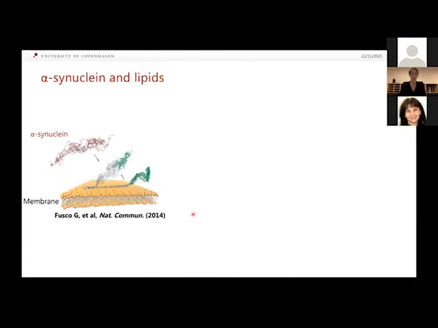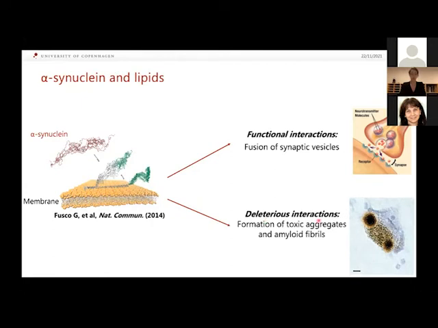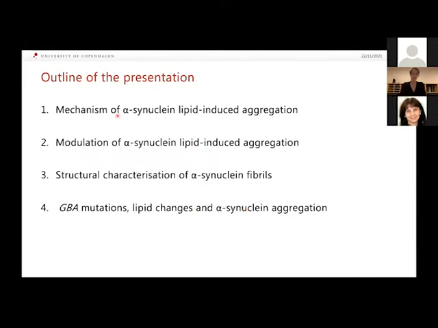Alpha-synuclein is an intrinsically disordered protein which can adopt an alpha-helical fold upon binding to membranes. This protein-membrane interaction can play a role in the proposed function of the protein, which is to help synaptic vesicles to fuse. However, this protein-membrane interaction can also lead to deleterious interactions and to the formation of toxic aggregates and amyloid fibrils. So what we would like to understand is how the lipid composition of a membrane dictates whether this protein-membrane interaction will be functional or deleterious. I divided my talk into two main parts.